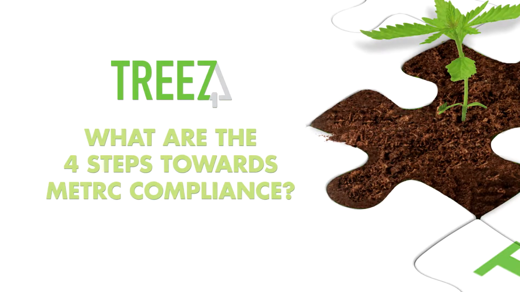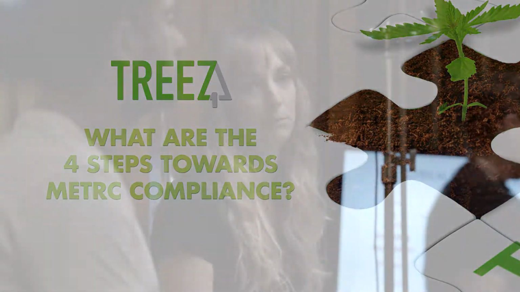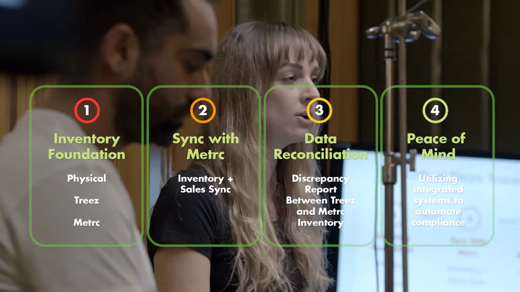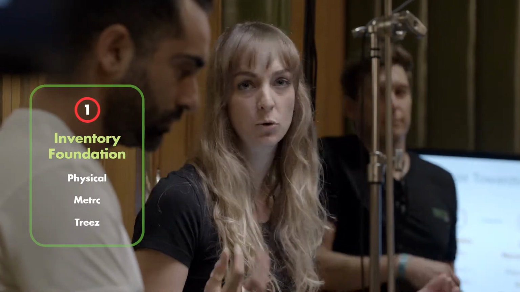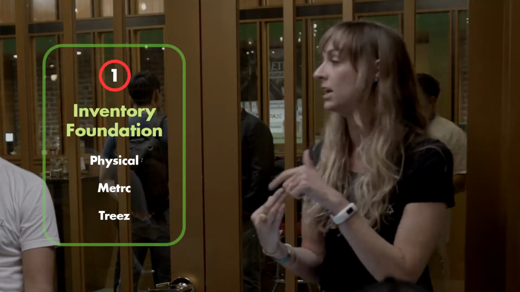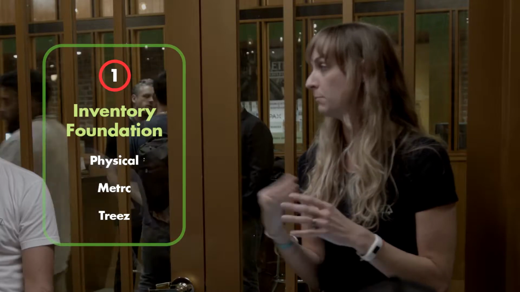There are 4 main steps here towards a Metrc-enabled compliant world. And that all starts with your inventory foundation. So at its very core, Metrc is an inventory tracking system. There are 3 main inventories that you have when you're in a Metrc-enabled world.